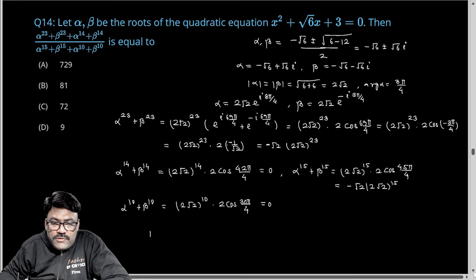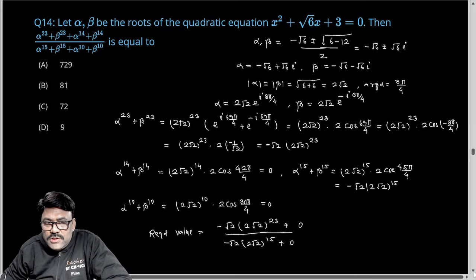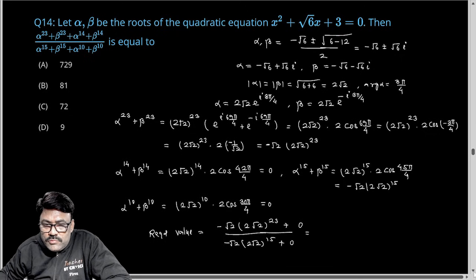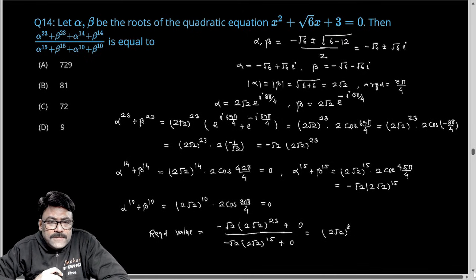And hence your required value is what? Alpha raised to 23 plus beta raised to 23, that is minus root 2, 2 root 2 raised to 23. Alpha raised to 14 plus beta raised to 14, that is 0. Alpha raised to 15 plus beta raised to 15, minus root 2, 2 root 2 raised to 15. Alpha raised to 10 plus beta raised to 10, it is 0. Now minus root 2 cancels, so you are left with 2 root 2 raised to 23 minus 15, 8. So it is 2 root 2 raised to 8.